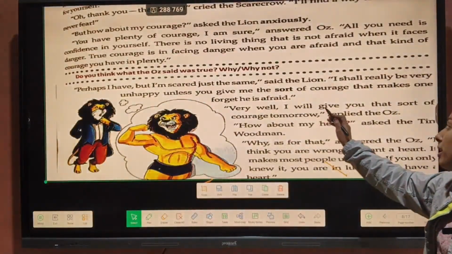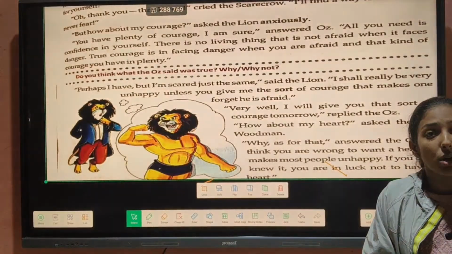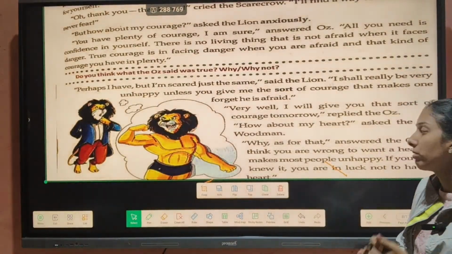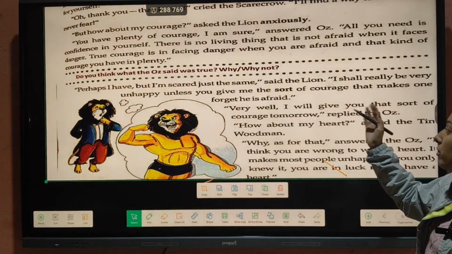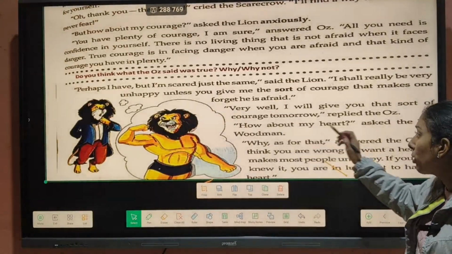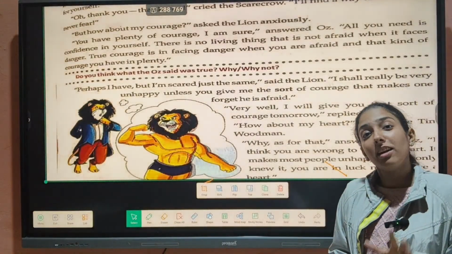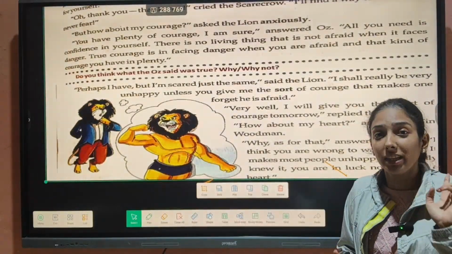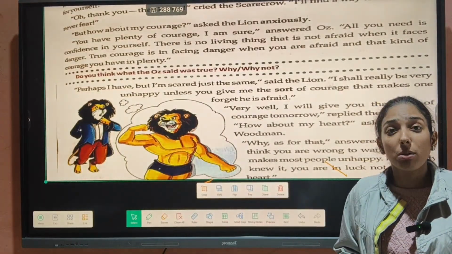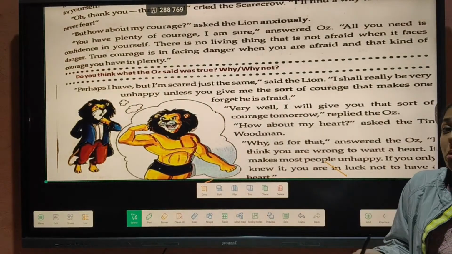"Very well, I will give you that sort of courage tomorrow," replied Oz. Oz replied that okay, fine, very well, I'll give you that kind of courage. "How about my heart?" asked the Tin Woodman. Now the Tin Woodman is asking that it is fine that you are fulfilling your promise, but what about that promise which you made to me? How about my heart?